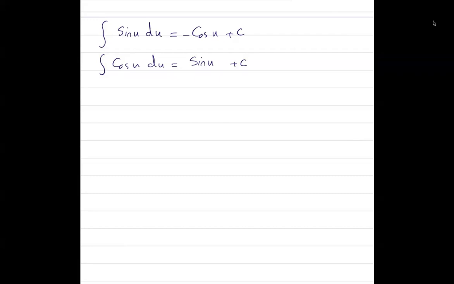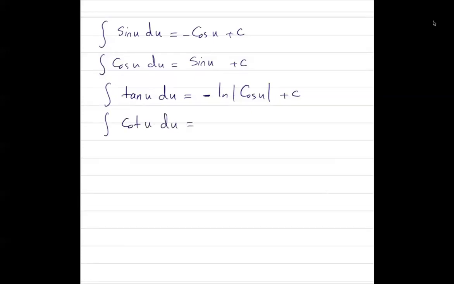If I ask you to calculate the integral of tangent u du, it becomes ln of absolute value. You have a negative sign as well in front of it, so let me just put the negative sign here: negative ln of absolute value of cosine u plus constant of integration. And when you're calculating the integral of cotangent of u du, it is nothing but the ln of absolute value of sine u plus constant of integration.